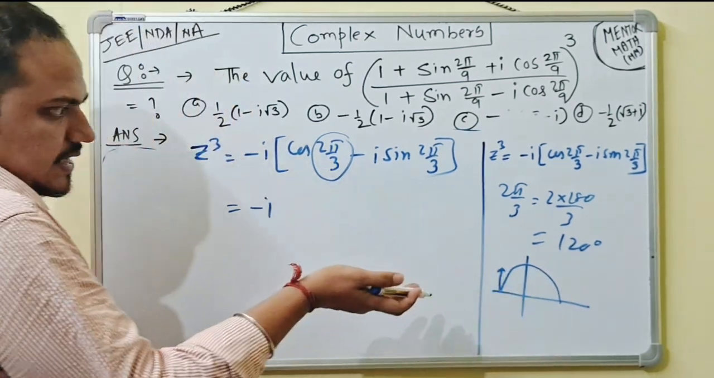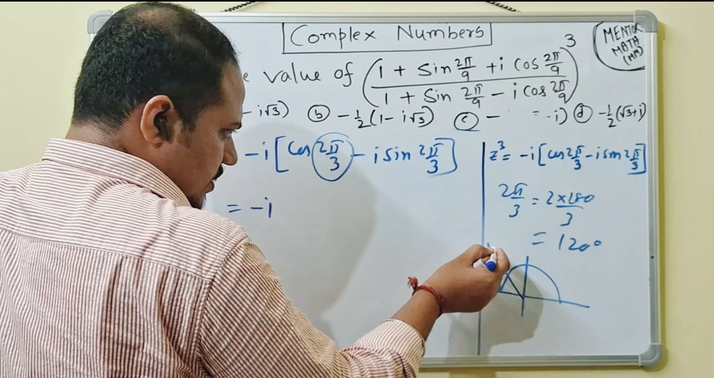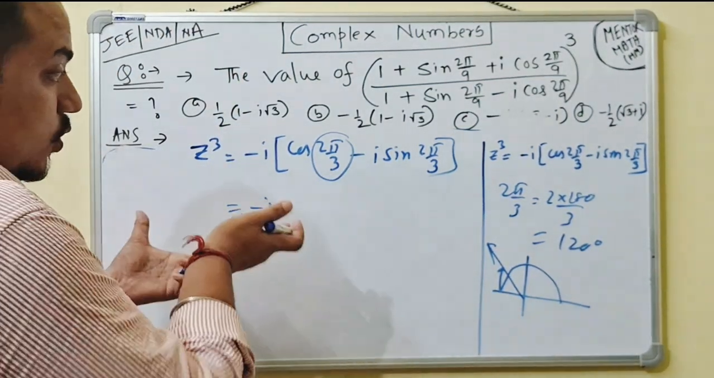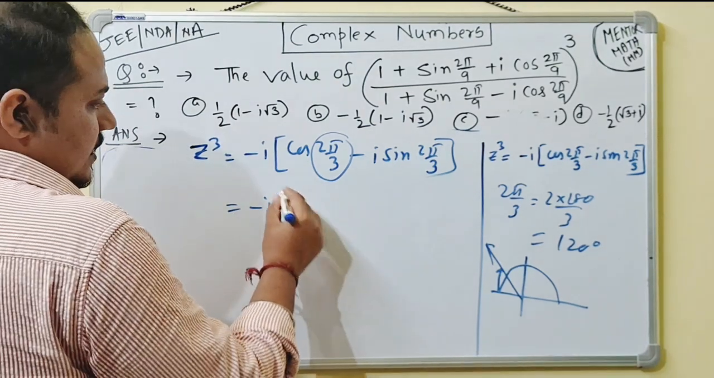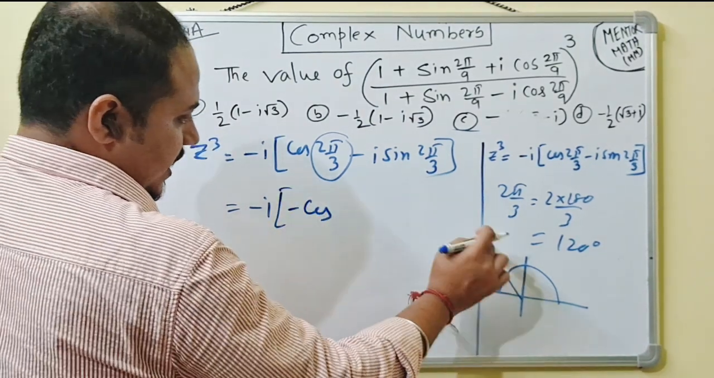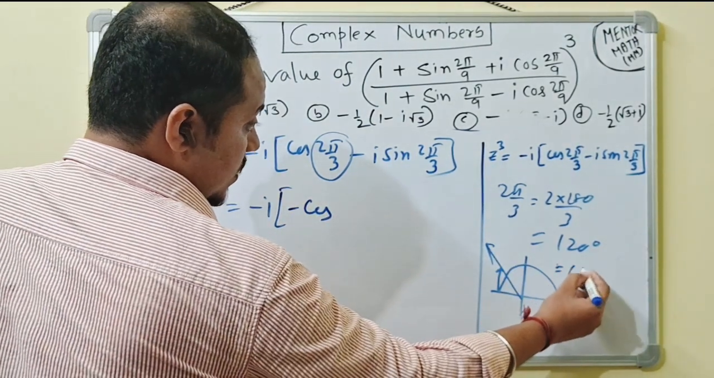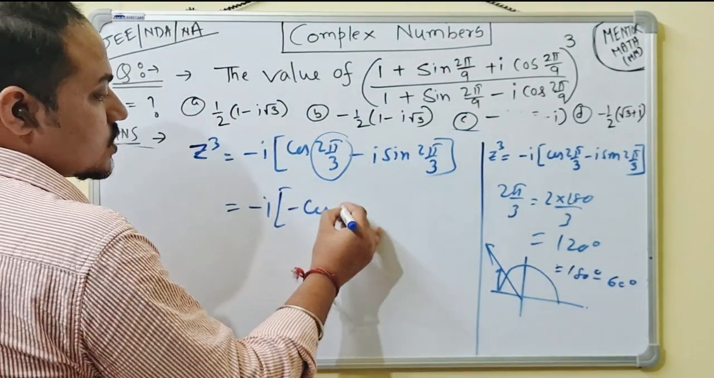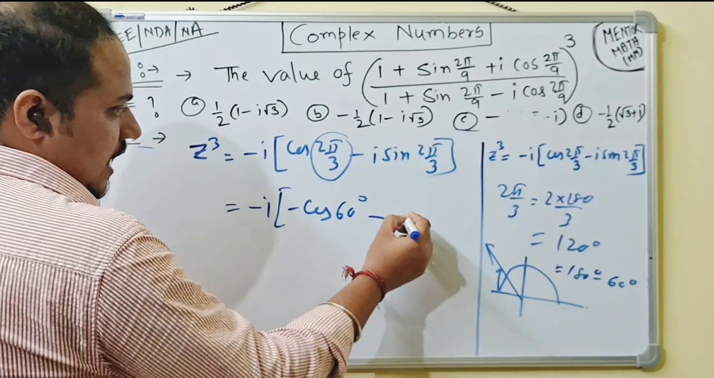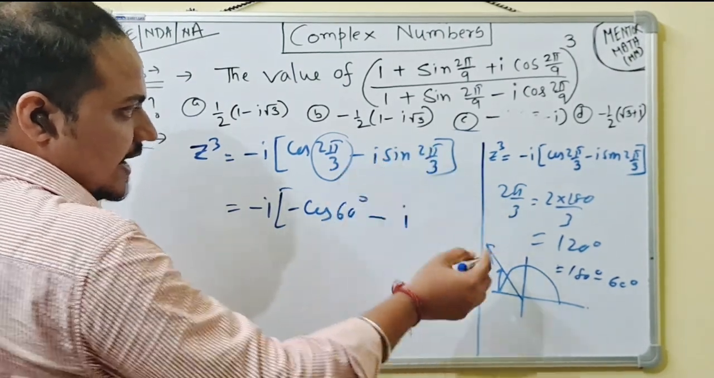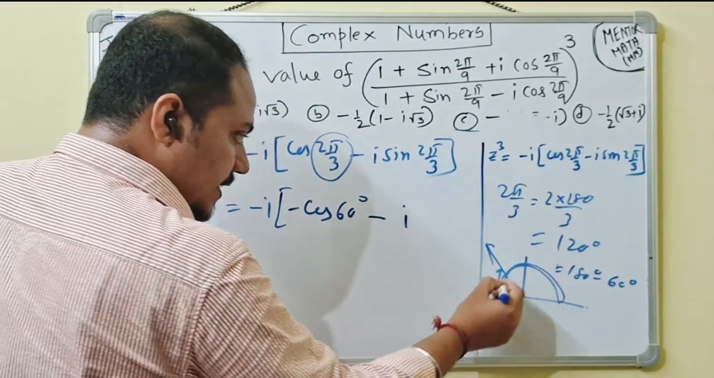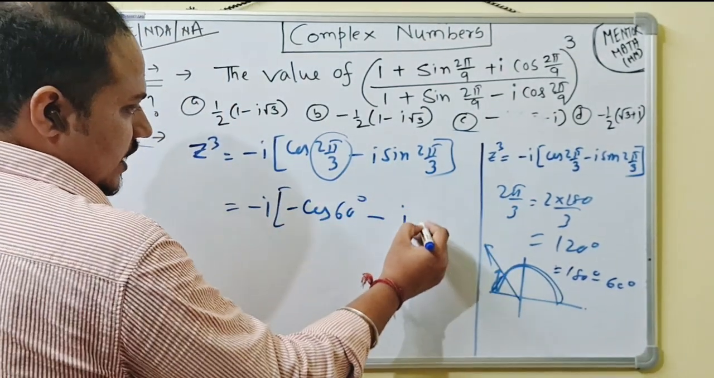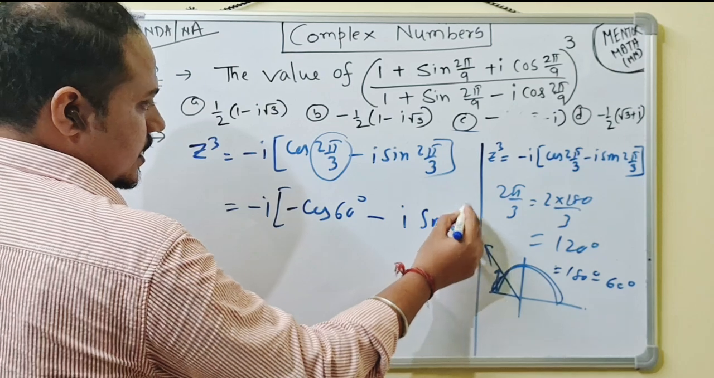180 minus 60, so this is your 120 degree, that comes to your second quadrant, that's why cos is negative. Okay, so you can write that is minus cos, that is your second quadrant, so you can take 180 minus 60, so that you can write minus cos 60 degree minus I sine 2 pi by 3, again sine 120, again 180 minus 60, so again this is your sine quadrant, so that is plus sine, so that is your I sine 60 degree.